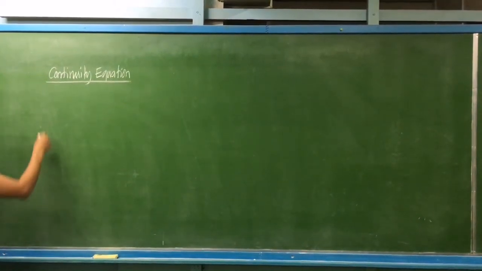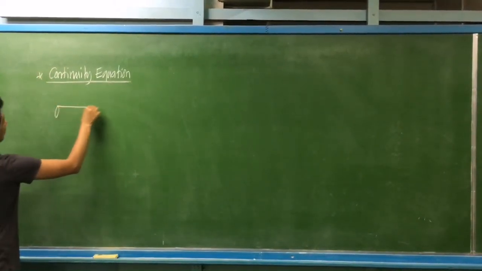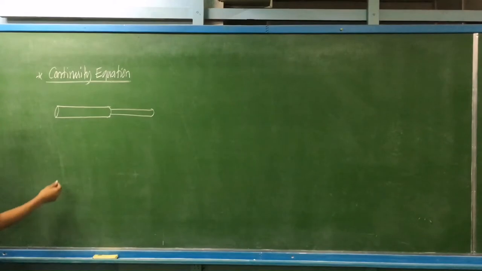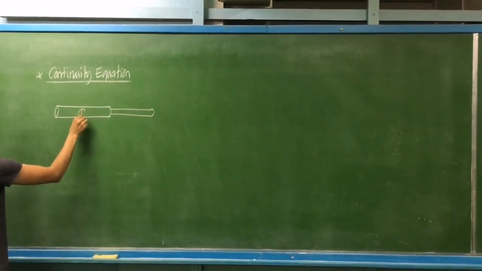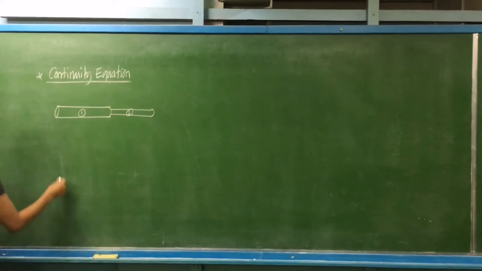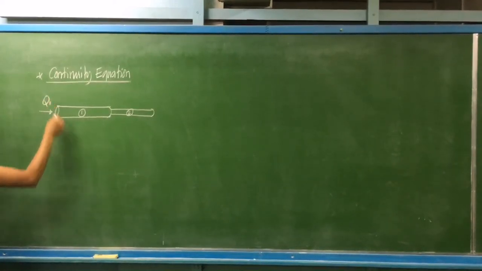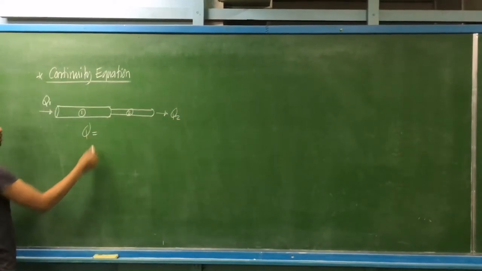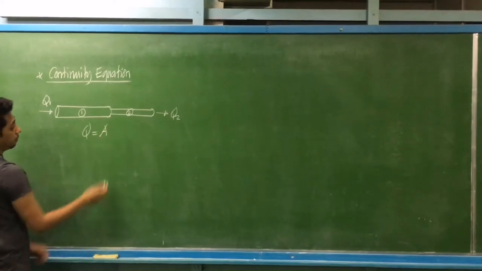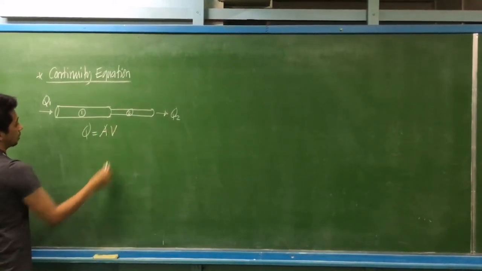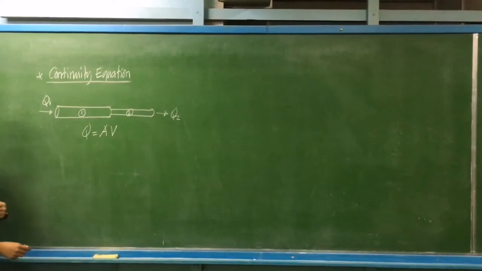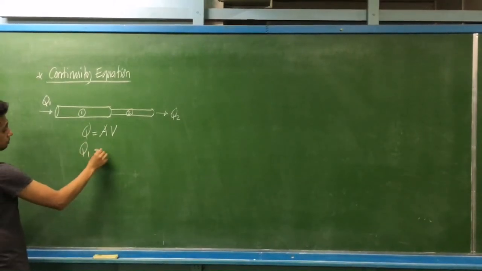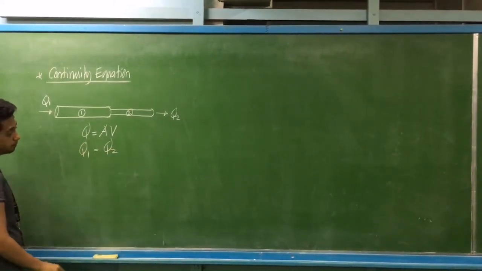So for continuity equation, the first one, for example, we have this pipe connection, let's say in series. Let's say this is pipe number 1 and pipe number 2. Let's say this is discharge 1 and discharge number 2. So discharge or flow rate is equal to the area of the pipe, cross-sectional area of the pipe times the velocity. So by the continuity equation or from the law of conservation of mass, the discharge on pipe number 1 should be equal to the discharge pipe number 2 if they are connected in a series.